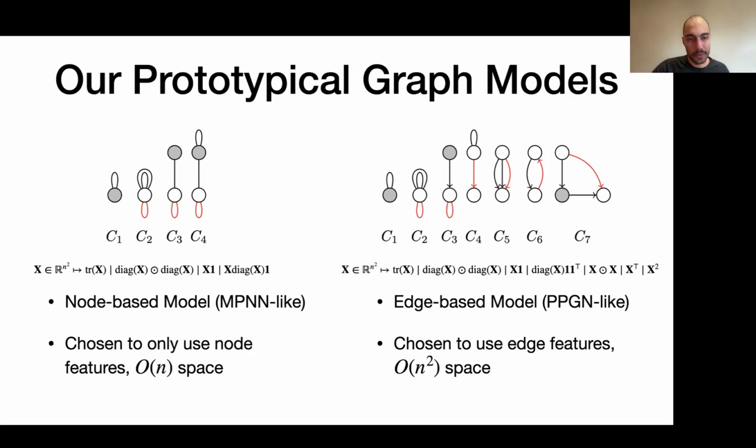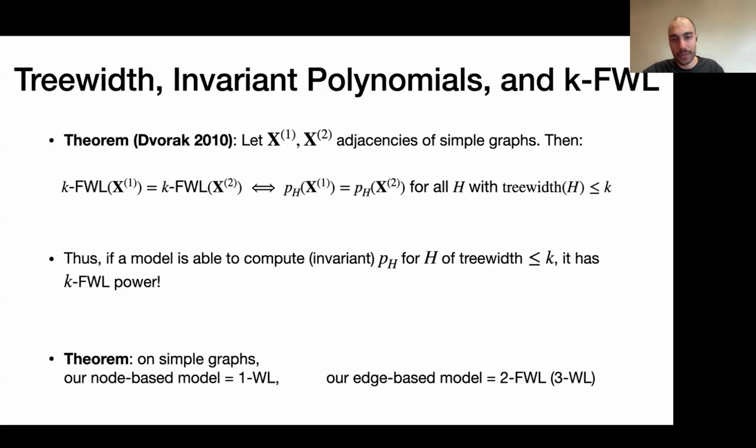But just for now, if you keep this in mind and you care about expressivity proofs, the stuff on the left gives you one Weisfeiler-Lehman, the stuff on the right gives you 3 Weisfeiler-Lehman or 2 folklore Weisfeiler-Lehman, depending on how you pick your expressivity hierarchy. Okay.